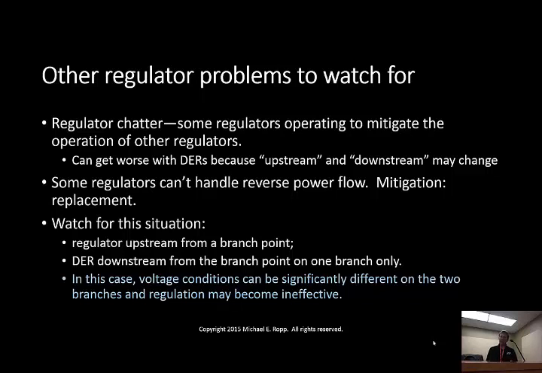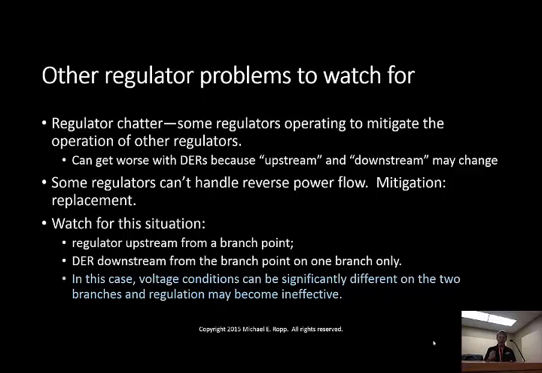But with DERs, it can become a little more challenging because the regulator generally is looking downstream from itself, saying, I'm trying to control the voltage that way. And if you've got line drop compensation, then it may be envisioning a point downstream from where it is connected. If I put DERs in there, it can change the definition of upstream and downstream. So the regulator may struggle with this.